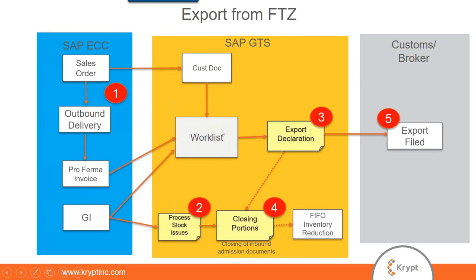That generates a work list in GTS. That work list is triggered basically understanding that the sales order has a destination outside of the U.S. and other indicators would make it appear in the work list. The user can go in that work list and generate a customs declaration.